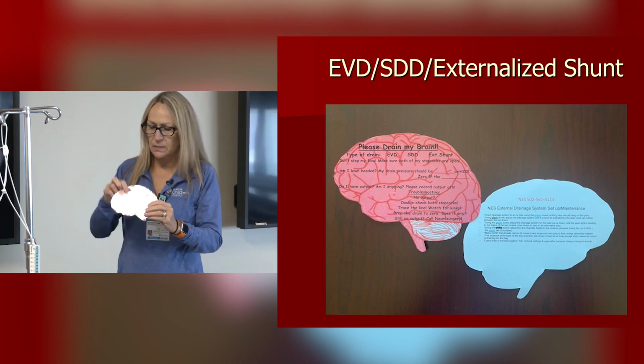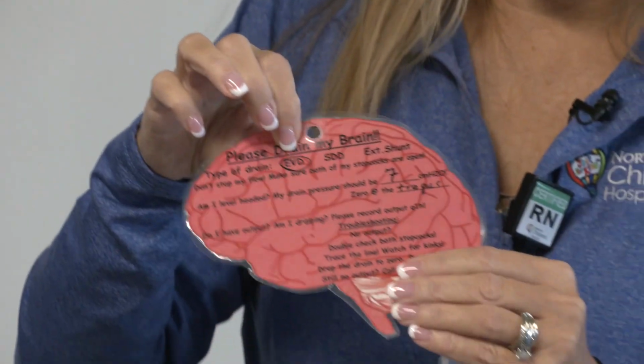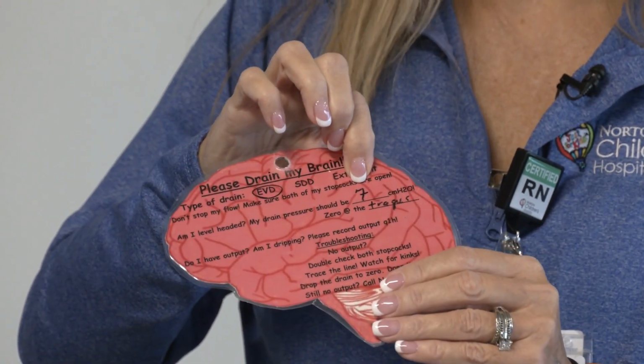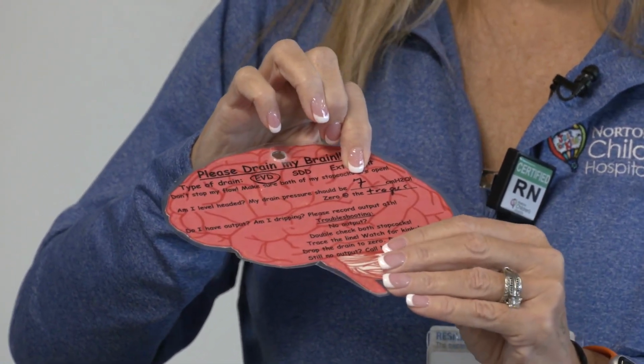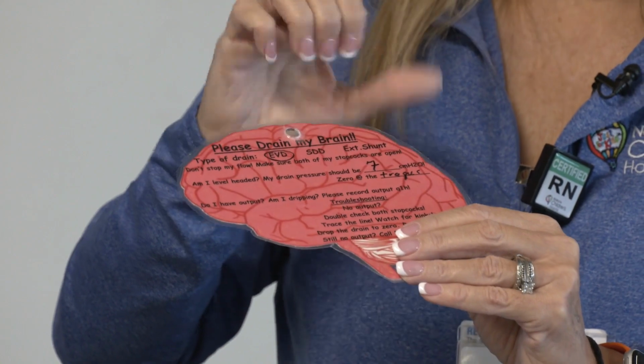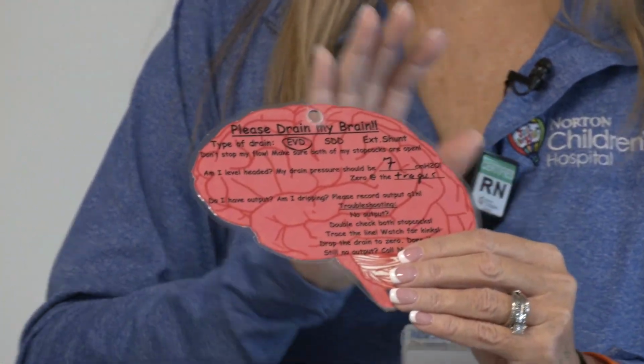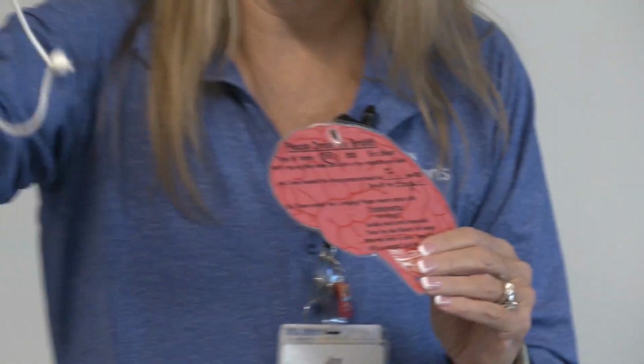So for the EVD, it's going to be circled EVD at the top of this. And then there is a place to write what we want the pressure to be, and that's what the surgeon will decide. And then there's also a line for 0 at the tragus. So it'll say 0 to something. So you're going to have that on here, and I'm going to show you that one.